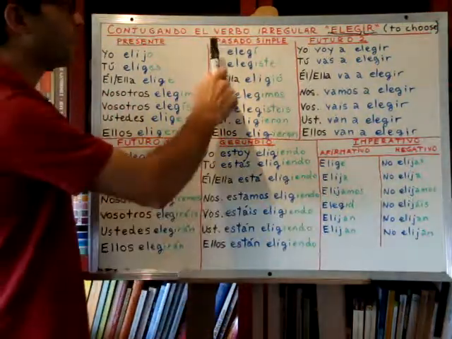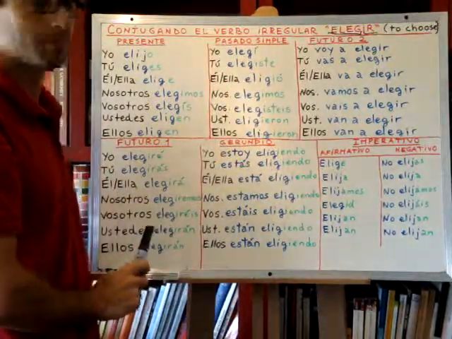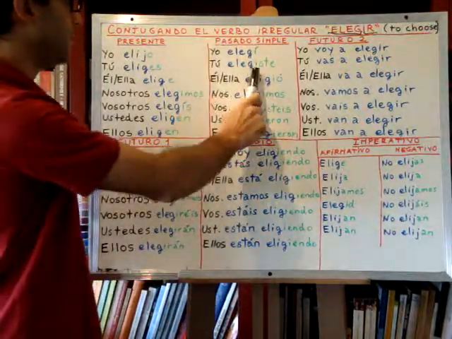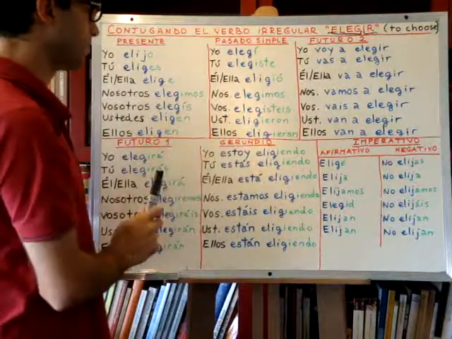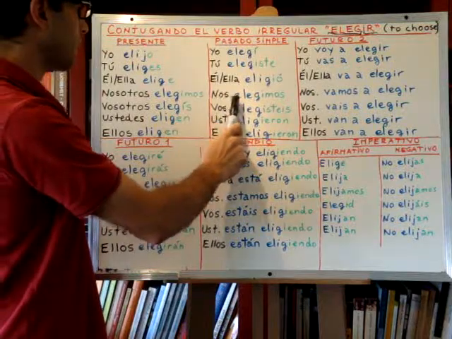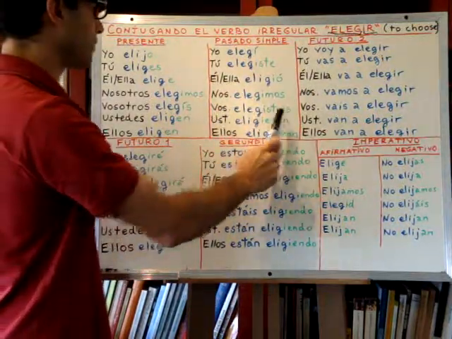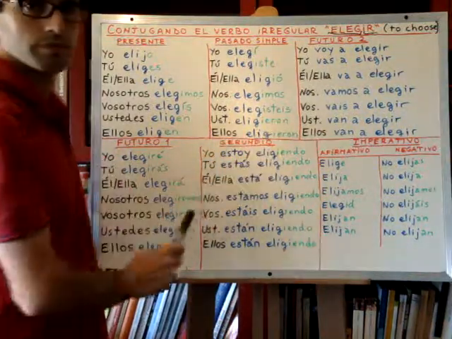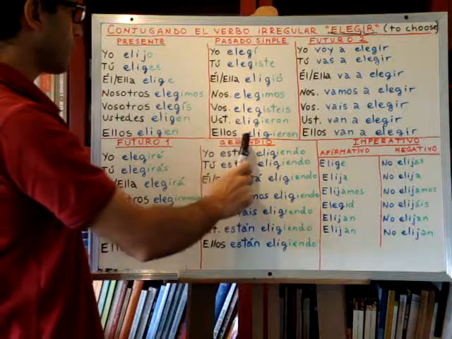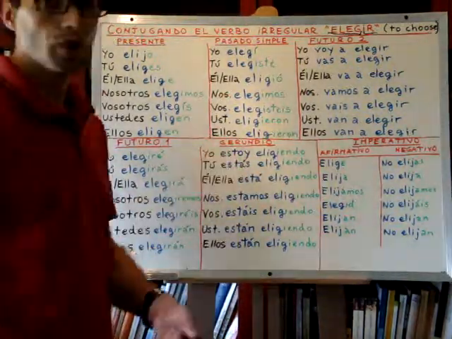Now let's do the pasado simple. Yo elegí. Tú elegiste. Él eligió. Nosotros elegimos. Vosotros elegisteis. Ustedes eligieron. Ellos eligieron. Okay? For they chose.